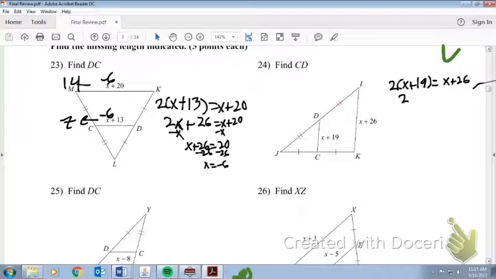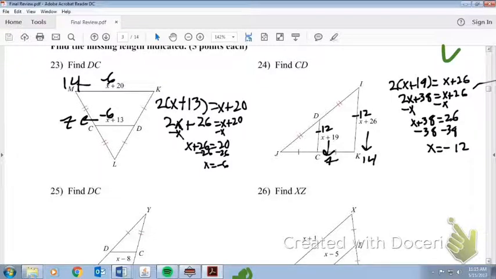Back over to 24. 2 times x is 2x, plus 2 times 19, or 38, equals x plus 26. Subtract x from both sides. Subtract 38 from both sides, we get x equals negative 12. Again, I go back, I plug in negative 12 to both of them, and I get CD equals 7. And I get IK being 14. Again, those match up, so we're good to go.